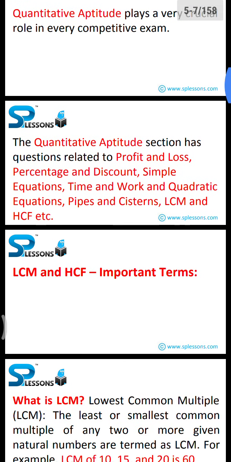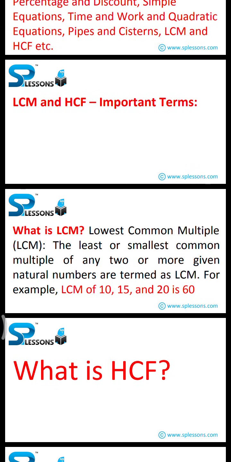LCM and HCF important terms. What is LCM? Lowest common multiple is shortly known as LCM. The least or smallest common multiple of any two or more given natural numbers is termed as LCM. For example, the LCM of 10, 15 and 20 is 60.